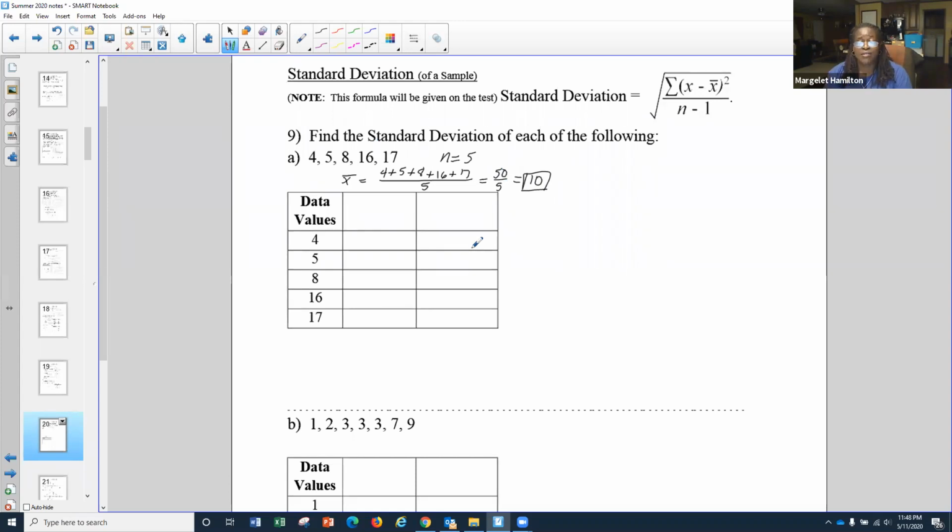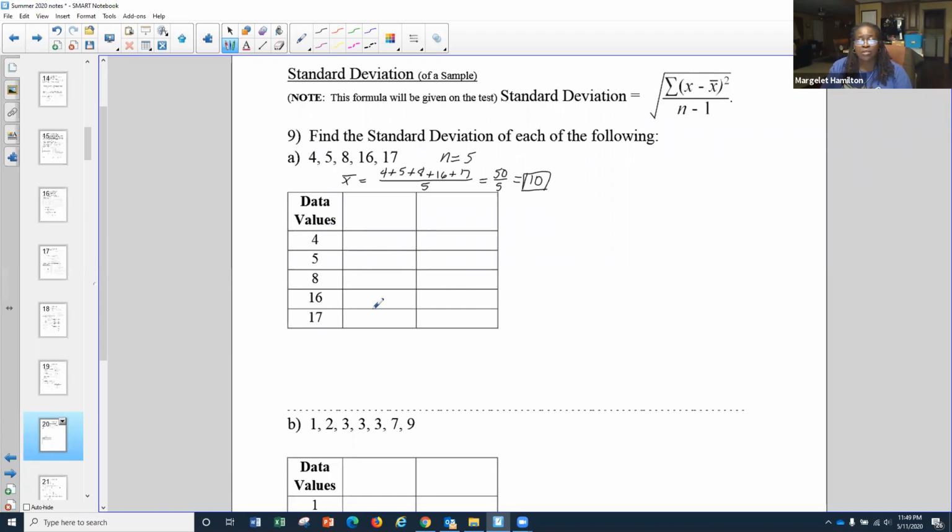We have our n. We're almost there. Now we need to find this information in our parentheses so that we can then sum it up. But we needed the mean, so that's why we found that. We're going to use this table to help us find that information. You see here we have our data values that we listed. These are the data values. We listed them in our table.